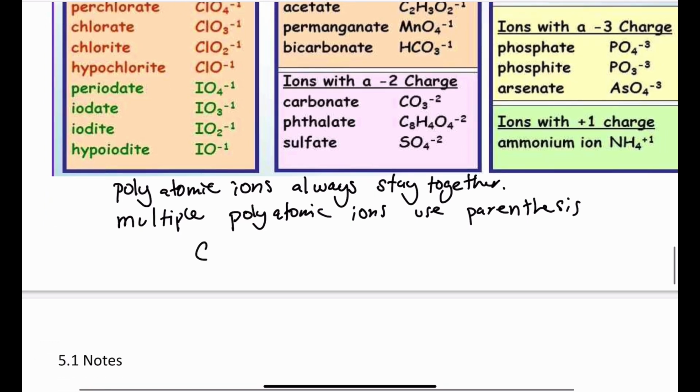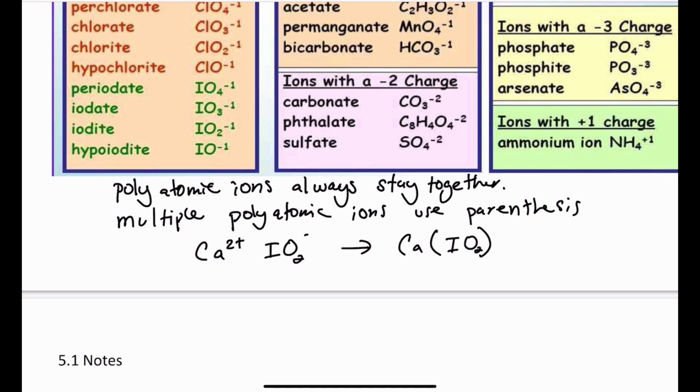So if we wanted to have calcium iodide, it's a +2, and iodide is IO2 minus. So how are we going to put those together? It would be CaIO2, 2, which means the 2 goes to 2 iodines and works out to 4 overall oxygens. Or really the way you should think about it is 2 iodides.